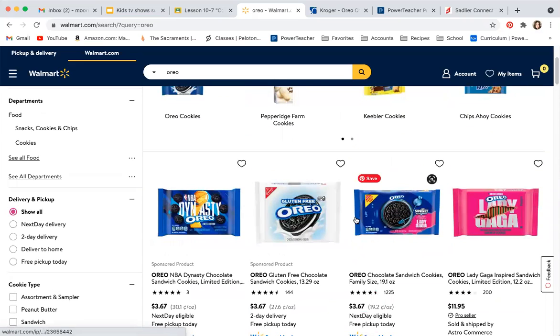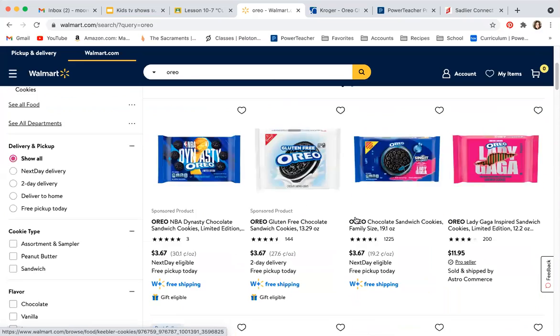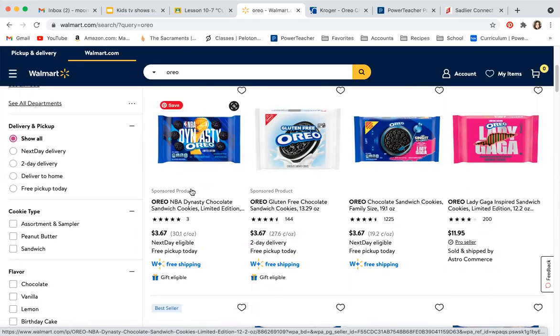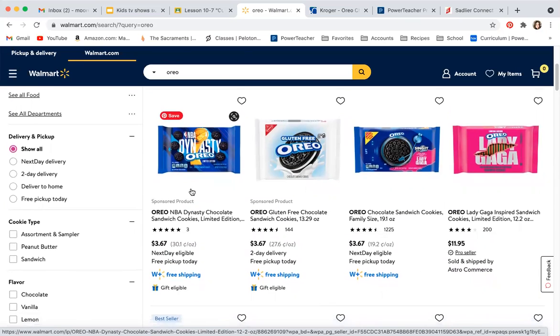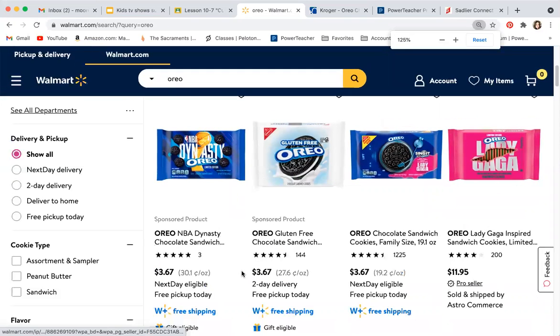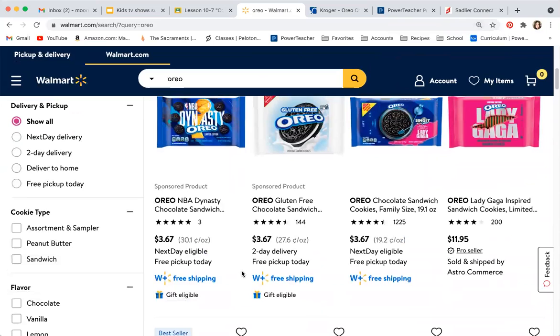Is $11 too much? For Lady Gaga Oreos? Maybe these. They're just shaped like basketballs. Yeah, but that could cost more. Go down one more. Because they're shaped really good. Oh, everyone look really closely at this Walmart website. What do you notice is listed right next to the price?